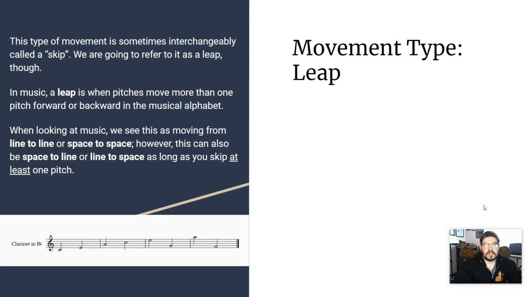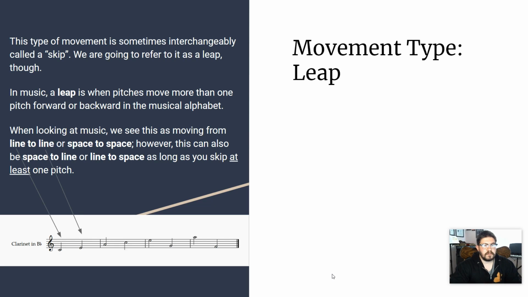So in music, a leap is when pitches move more than one pitch forward or backward in the musical alphabet. So if we're looking right here, we have C going up to E. Now we're skipping the letter D. The same thing, A up to C, we're skipping the letter B. If we're leaping down, like you see right over here, E down to G, we're skipping a lot of different notes. So the big thing is that you really need to make sure, as it says right here, you skip at least one pitch. Now that does mean it can be more than one.